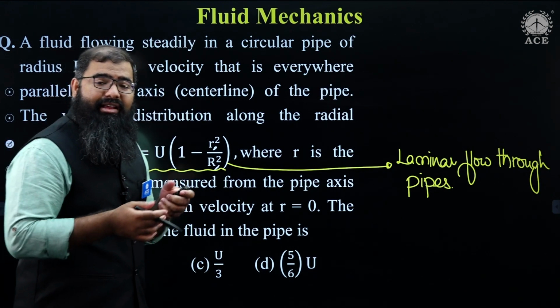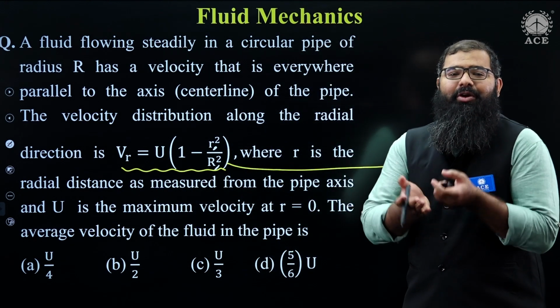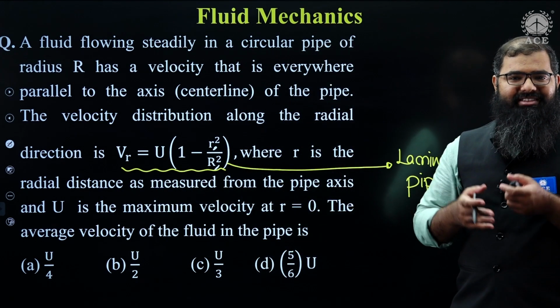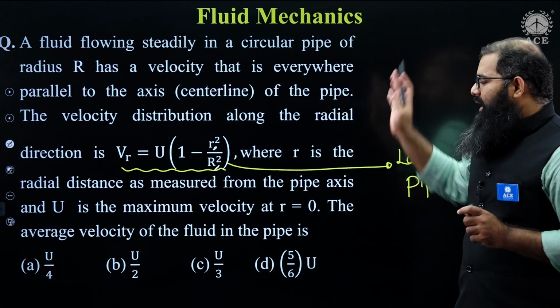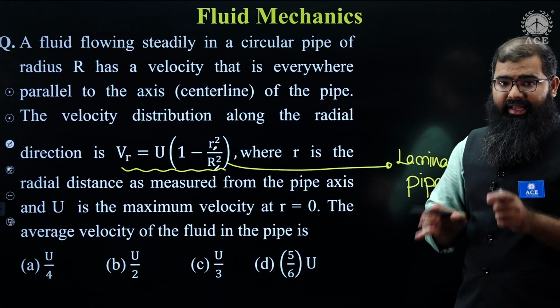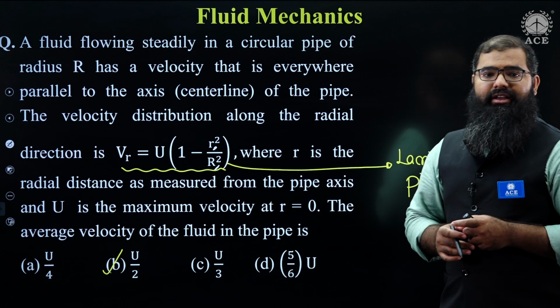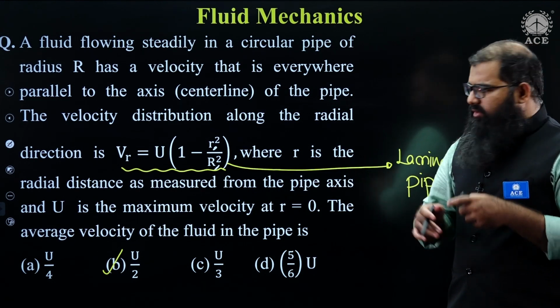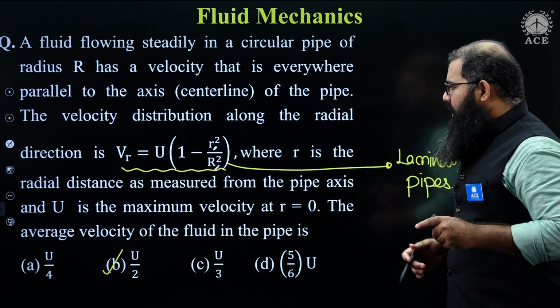And we know that in the case of laminar flow through pipes, the average velocity is equal to half of the maximum velocity. This is something which you have memorized already. So straight away, without doing any calculation, I would expect in the examination that you have taken the answer as capital U divided by 2. Still, if you want to get the answer by the conventional method, I'll do it now.